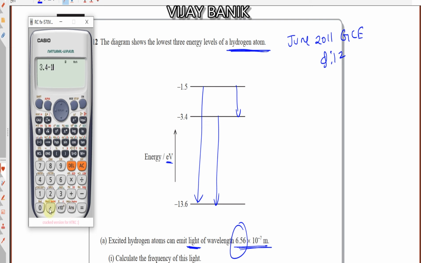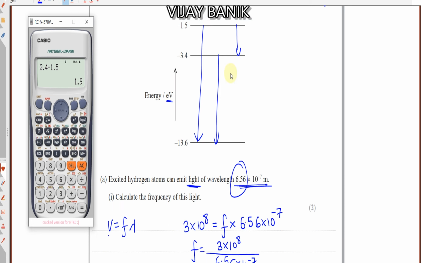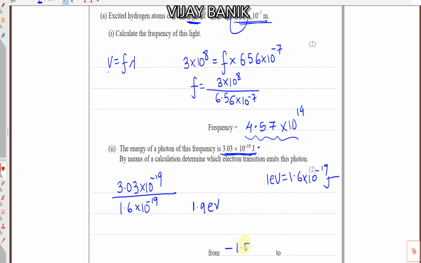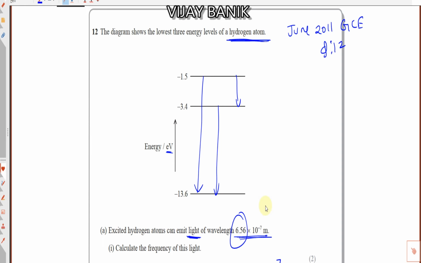3.4 minus 1.5, how much is it? 1.9. So that means the electron is emitting from minus 1.5 to minus 3.4, because they said emission over here. Electron transition emits, so emission means it will come down, the arrow will be down. So it's coming from 1.5 to 3.4 is the answer. Okay, so this question is over. Let's go to the next question.